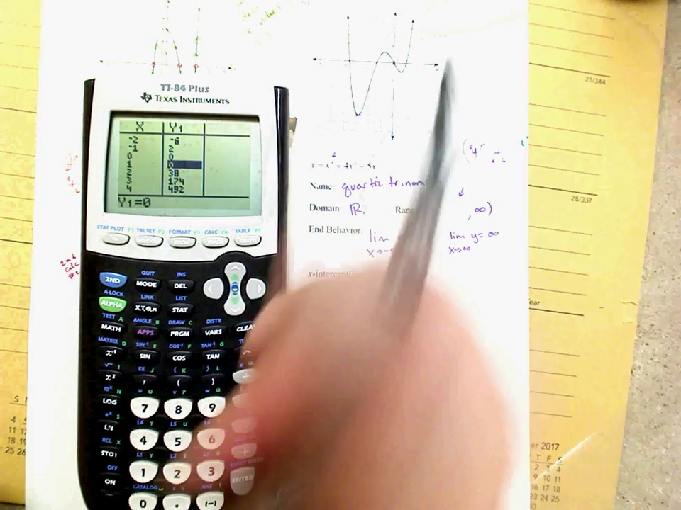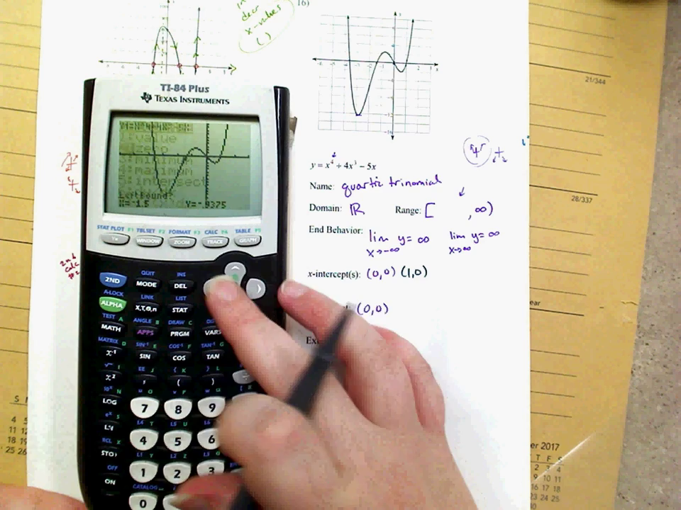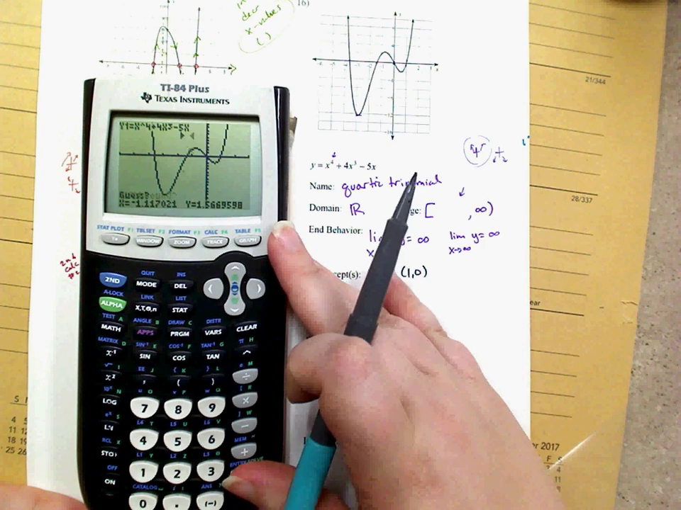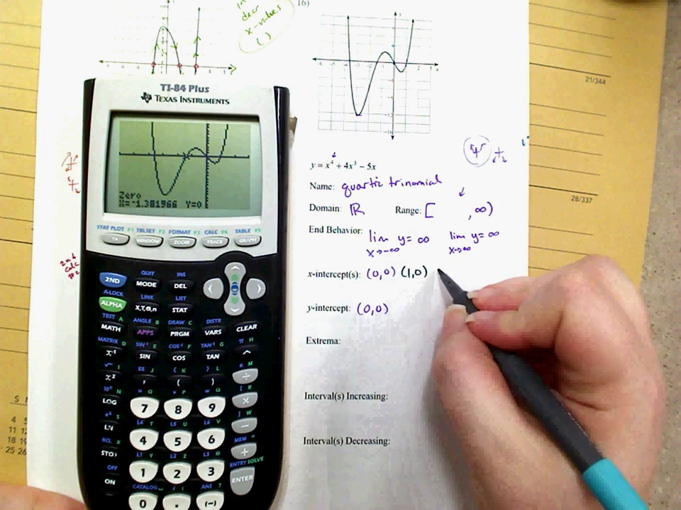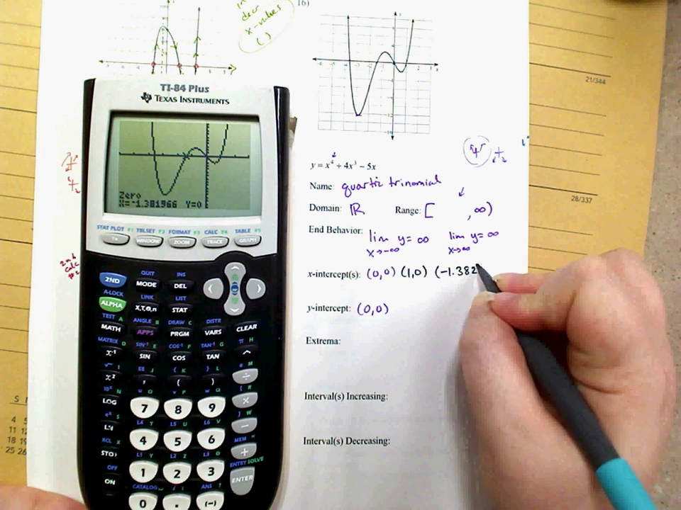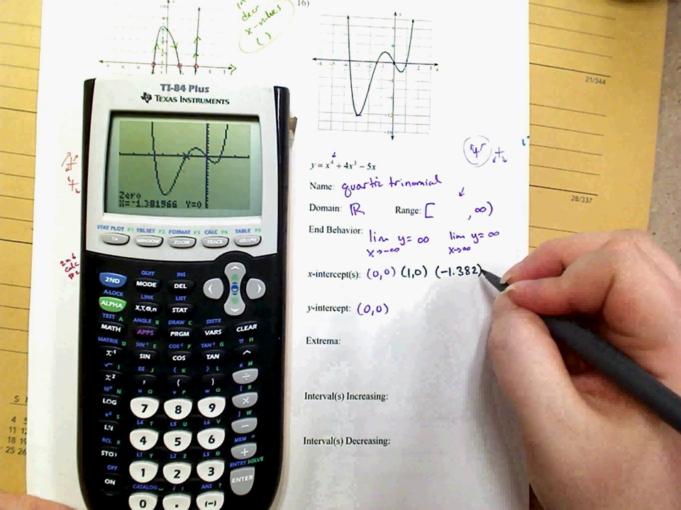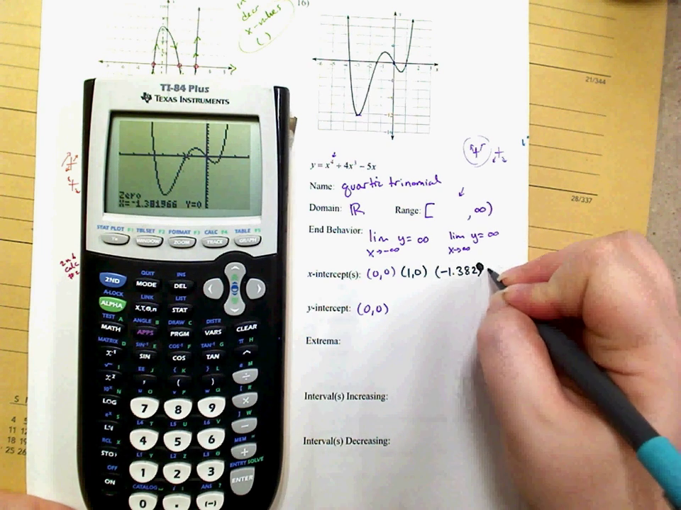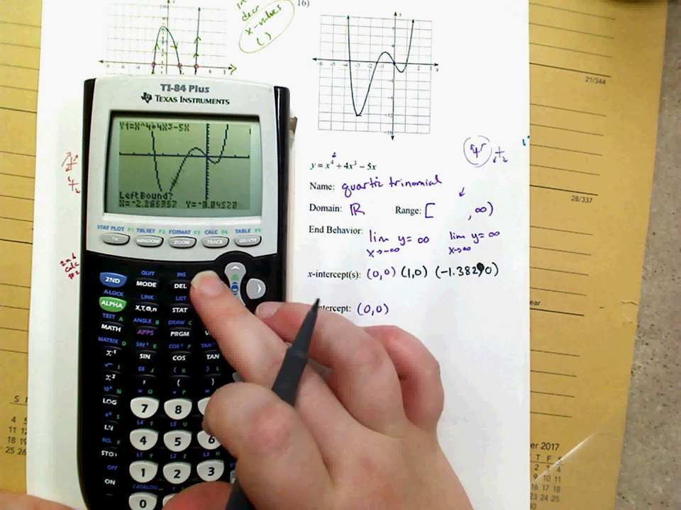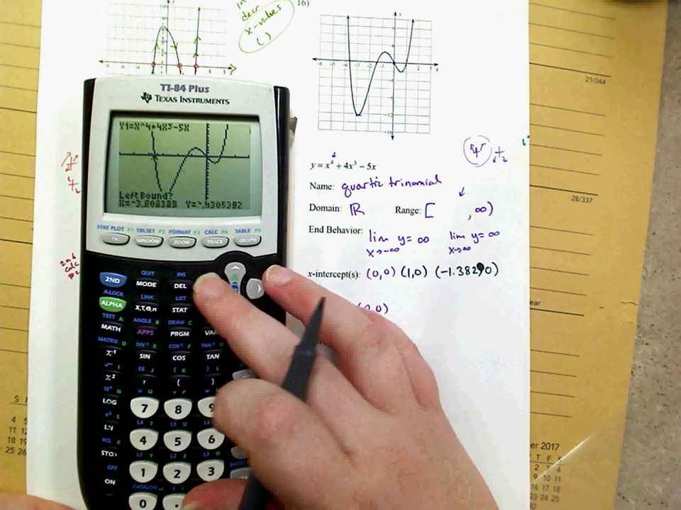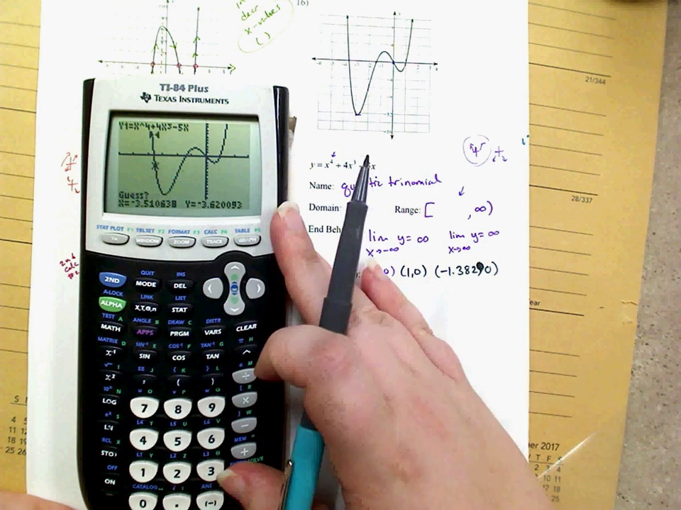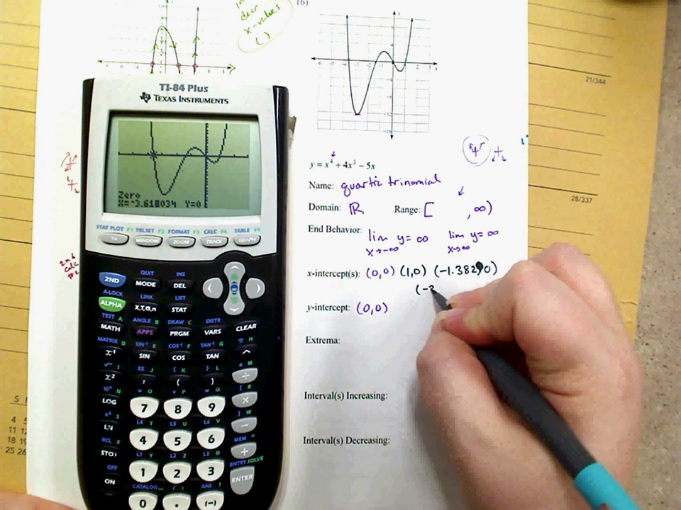So I'm going to go second calculate 0. Okay, I'm going to find this one. I'm to the left of it, so press enter. To the right of it, press enter, enter, and I get negative 1.38. 1 if you truncate, 2 if you round. Oh, crap. Okay, and then I need to go to the left of this one, which is up there, and then to the right of it. So press enter, and I get negative 3.618. Okay.